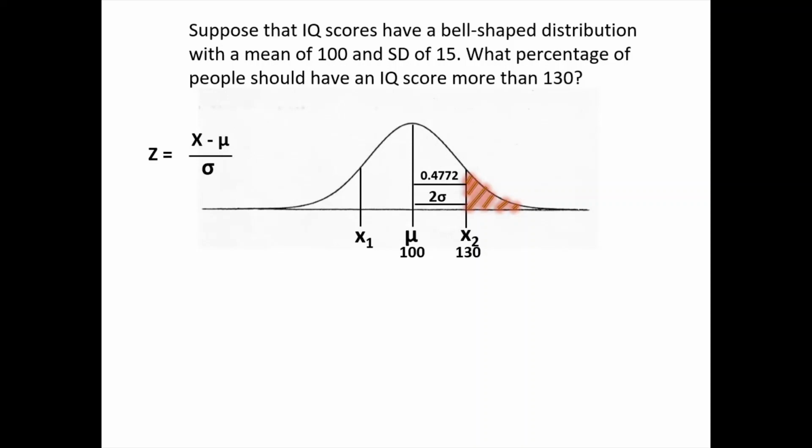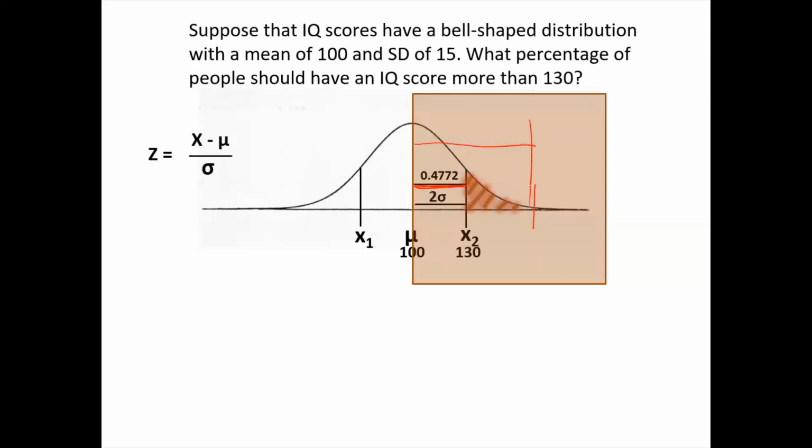So 50% of my bell-shaped curve is before mu and 50% of my bell-shaped curve is after mu. So this part of my bell-shaped curve is 50% of the bell-shaped curve. If this distance is 0.4772, out of the 50%, the total distance is 0.5, out of which it is 0.4772.